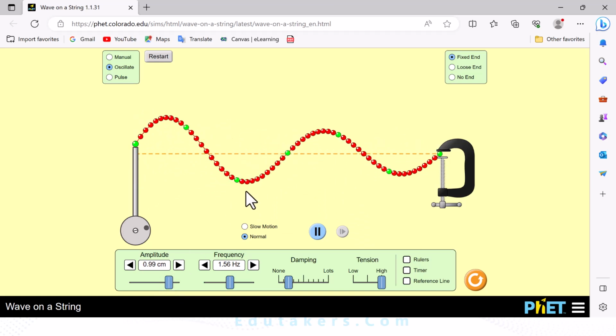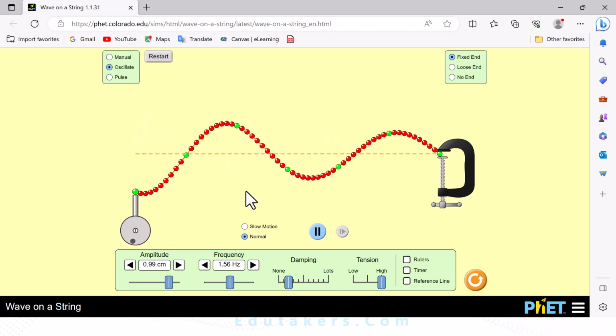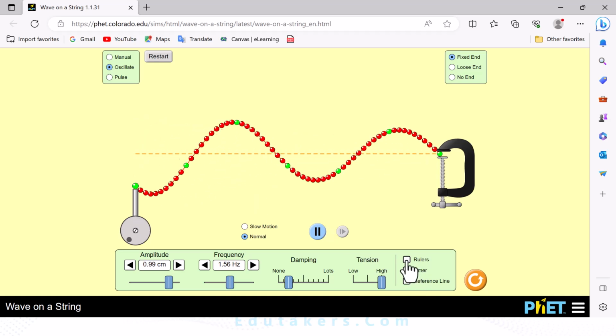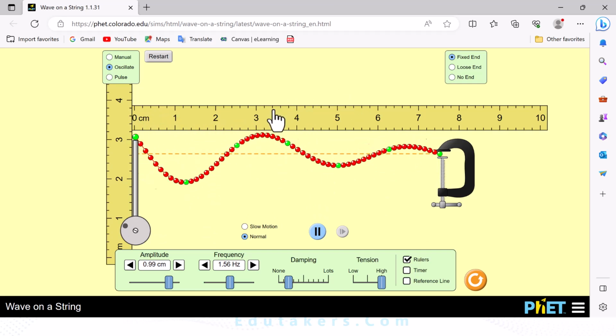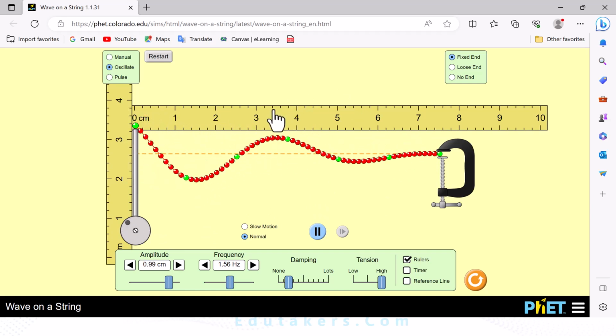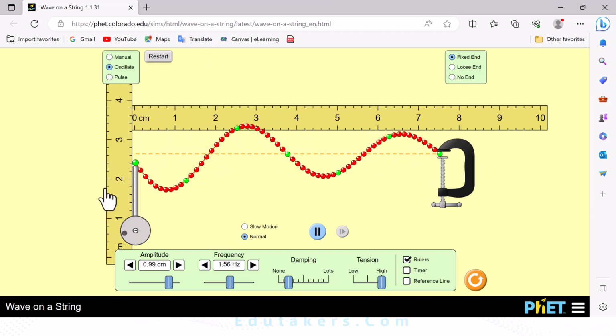You have to check here what the wavelength of the wave will be. How can you check the wavelength of these waves produced in the string? For that, you can use the ruler and put the ruler here, starting from the 0 centimeter. You can easily find out the wavelength on the horizontal scale. But when you have to find out the amplitude, you actually use the vertical scale.